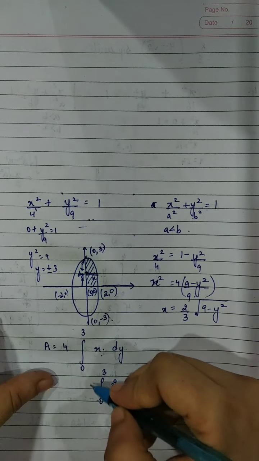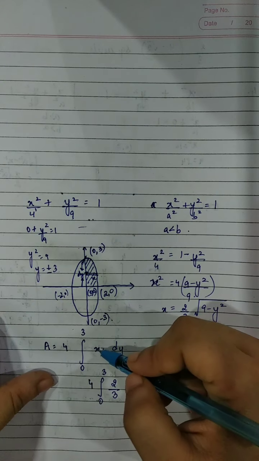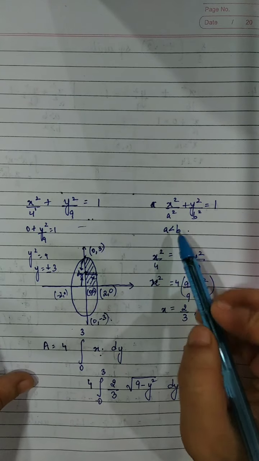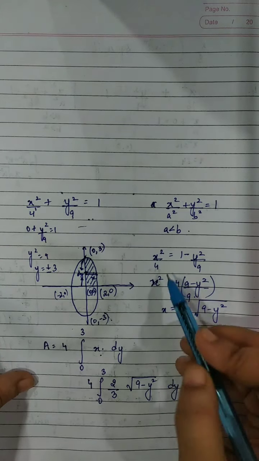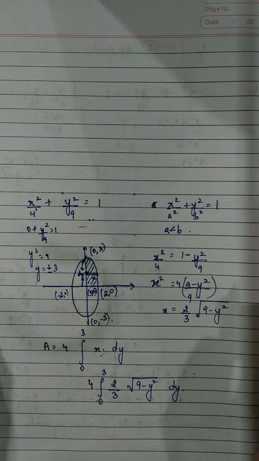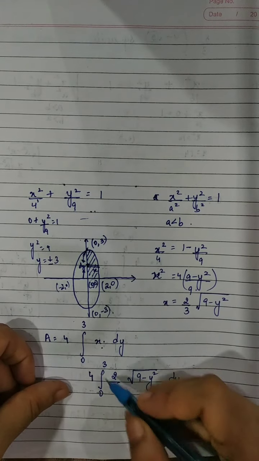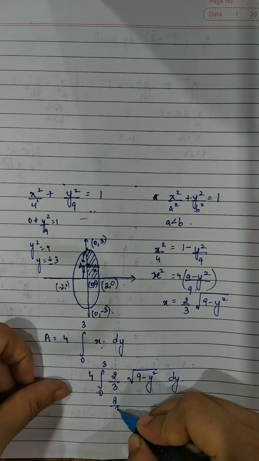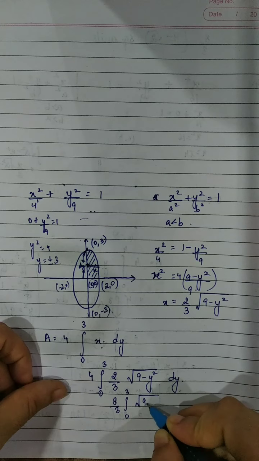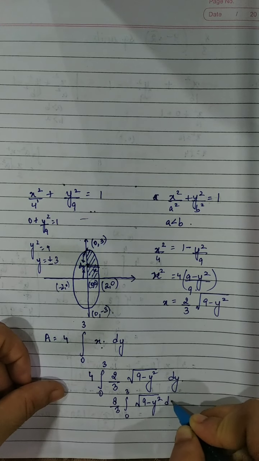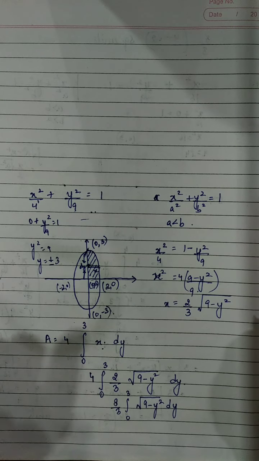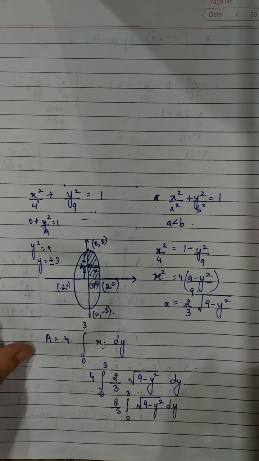So we have 4 times x into dy. What is x? Remember, again we'll be finding this equation in terms of x. So we have 2 by 3 under root of 9 minus y square, right? If I take this outside, I get 8 by 3, integral 0 to 3 of under root of 9 minus y square dy. Again, you'll be making use of the same formula, and finding out the value, right?